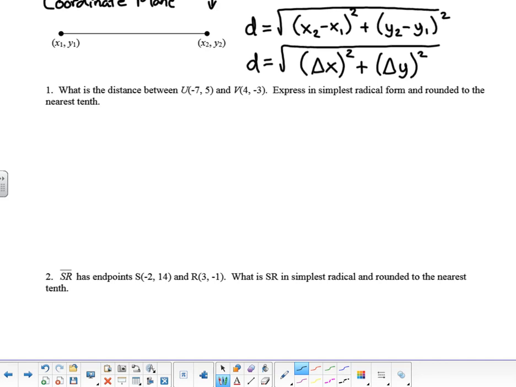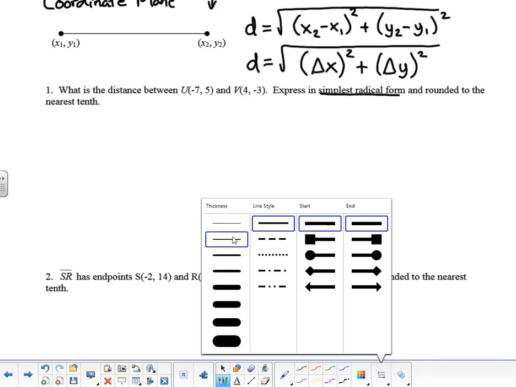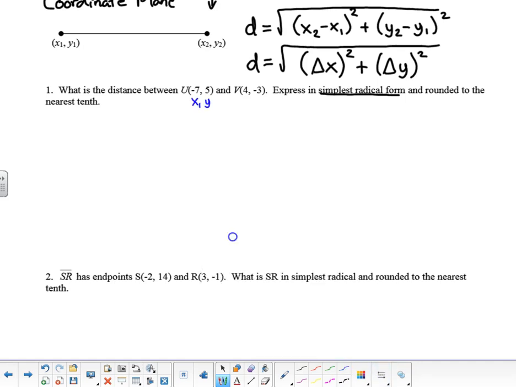So first thing we have here is, what is the distance between U and V, expressed in simplest radical form and rounded to the nearest tenth? So the first thing I'm going to do is add a little color into this discussion. I'm going to label this first point x sub 1, y sub 1, and the second point x sub 2, y sub 2. Now I'm going to write my formula. Distance equals the square root of x2 minus x1 quantity squared plus y2 minus y1 quantity squared. And now we're going to substitute.